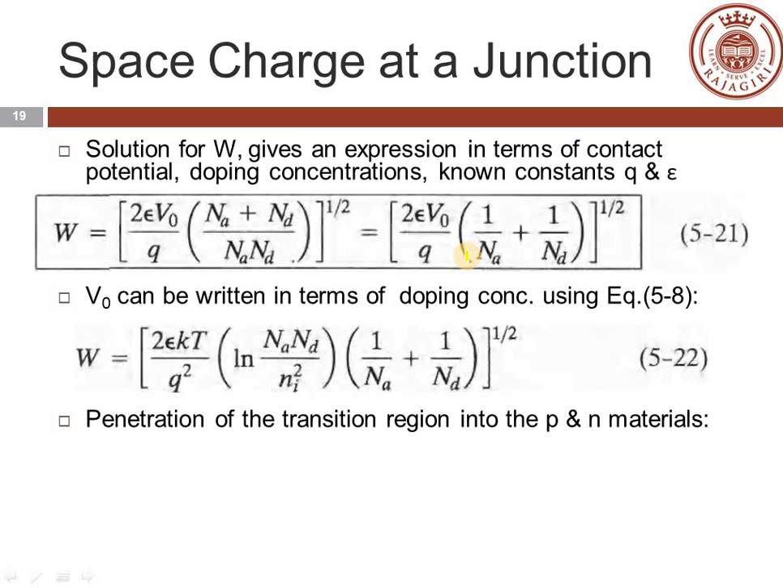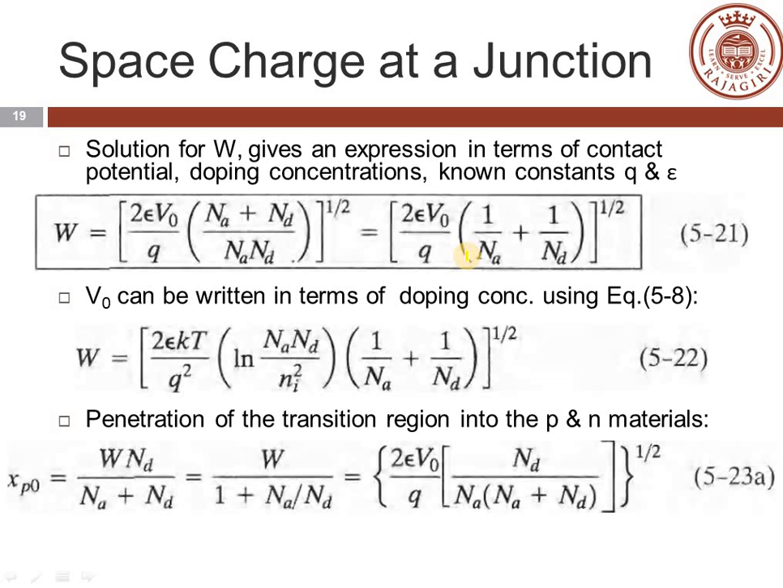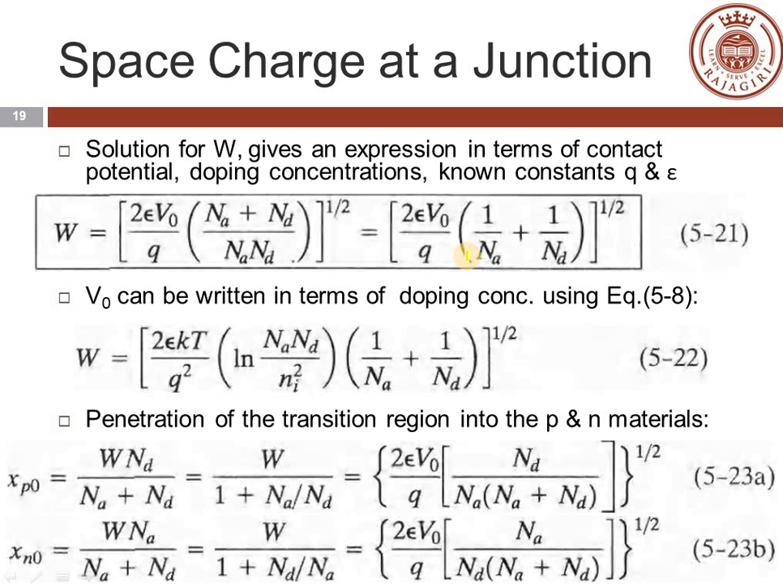So the penetration of the transition region into the p and n materials, that is xn0 and xp0, can be written as xp0 equal to W N_d/(N_a + N_d), which can be rearranged to (2 epsilon V0/q (N_d/N_a)(1/(N_a + N_d))) whole raised to 1/2. So xn0 you can also write as W N_a/(N_a + N_d), which is equal to (2 epsilon V0/q (N_a/N_d)(1/(N_a + N_d))) whole raised to 1/2.